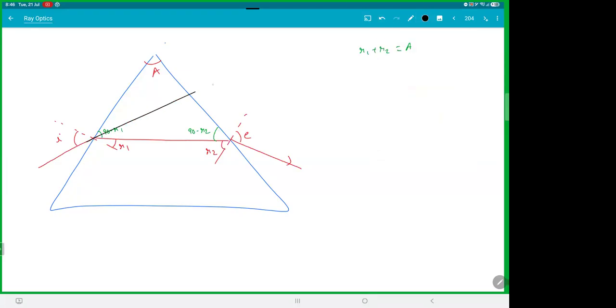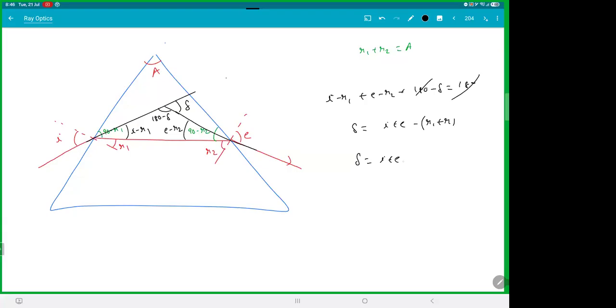Then we said if you extended this light ray and extended this light ray, the angle between them is the deviation. This total angle was I. This was R1, so this angle will be I minus R1. This total angle was E and this angle was R2, so the balance angle will be E minus R2. And this angle will be 180 minus delta. Sum of these three angles, I minus R1 plus E minus R2 plus 180 minus delta, is 180. The 180s go off, and you get delta is equal to I plus E minus R1 plus R2. So delta will come as I plus E minus A.